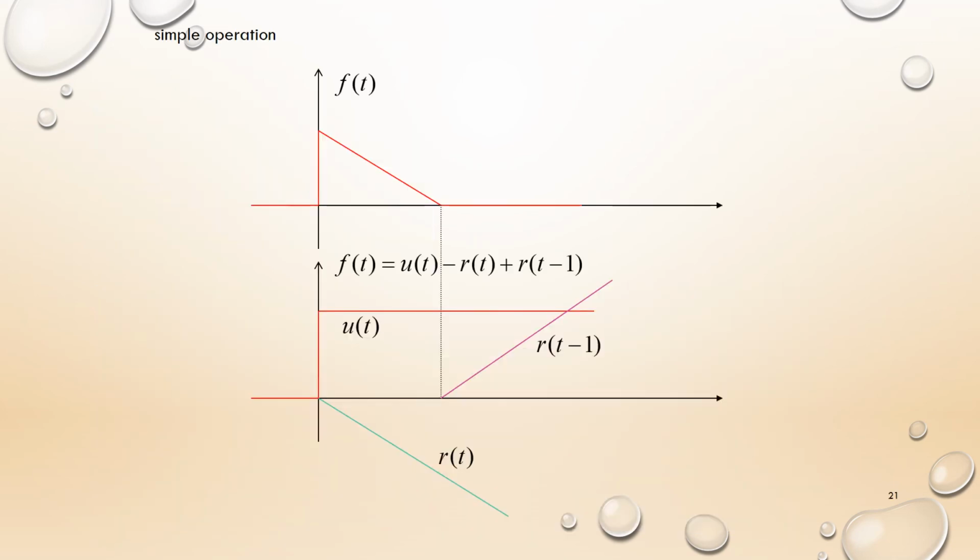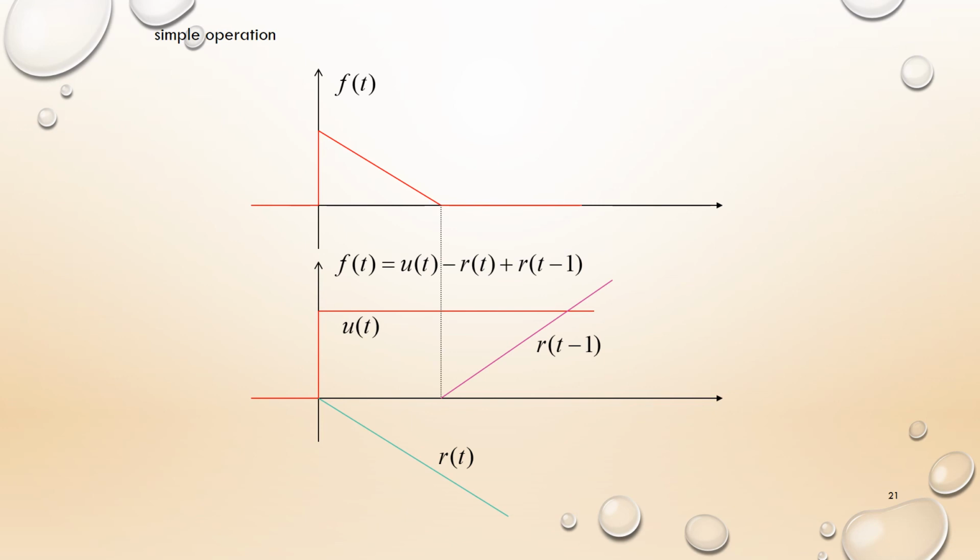Same style, simple operation you can have. Say one is u of t, one is a ramp function, and maybe one shifted version. So you can draw like this. Just a simple operation I'm illustrating. This is u of t, this is r of t with a minus sign, so it is appearing like this, and plus r of t minus 1, so it is going here.